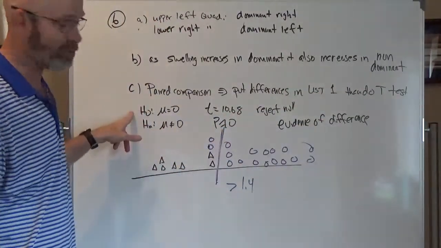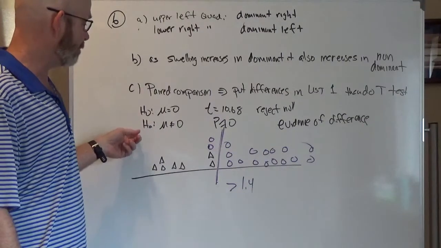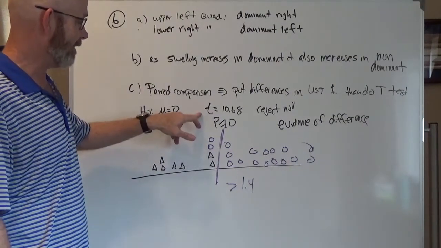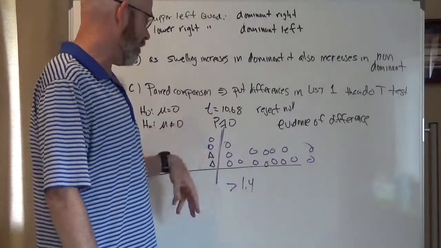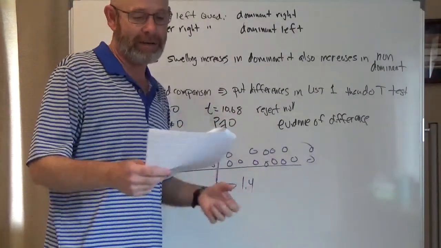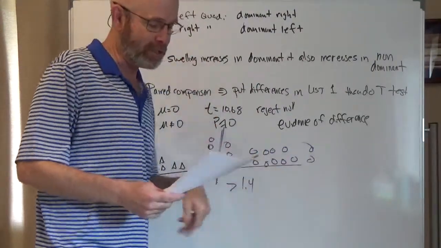The null hypothesis would be the mean is 0. The alternative, we want to see if there's a difference, so not 0. I got a test statistic of 10.68, p-value of basically 0, which means I'm going to reject the null, which means there is evidence that there's a difference between the dominant foot and the non-dominant foot.